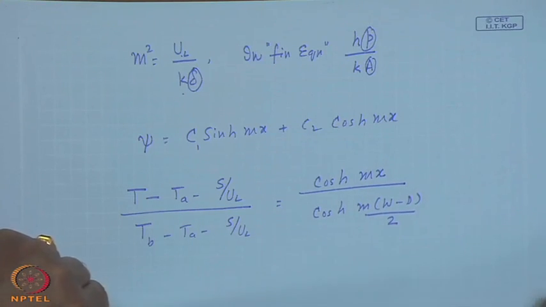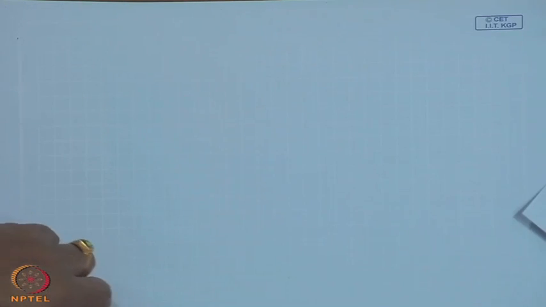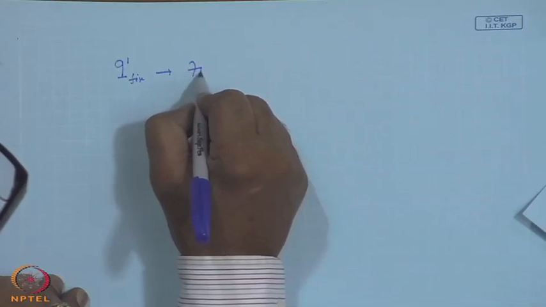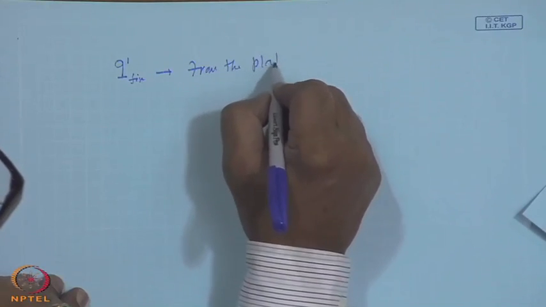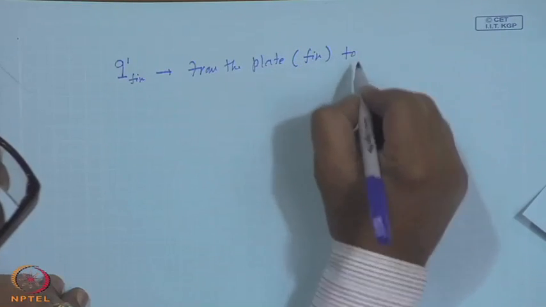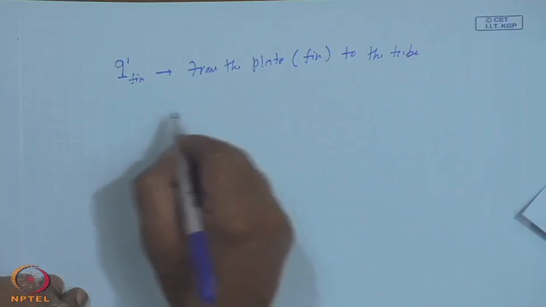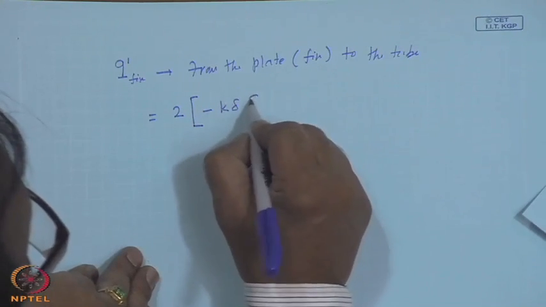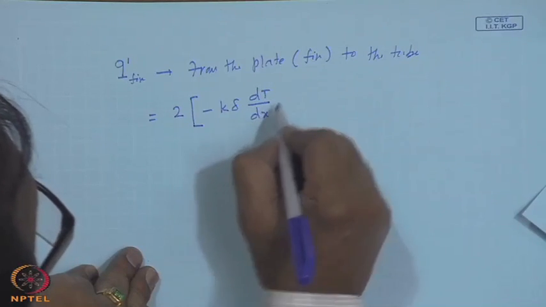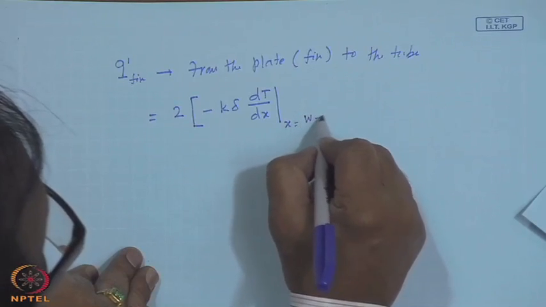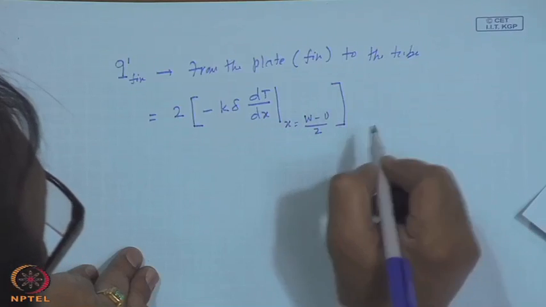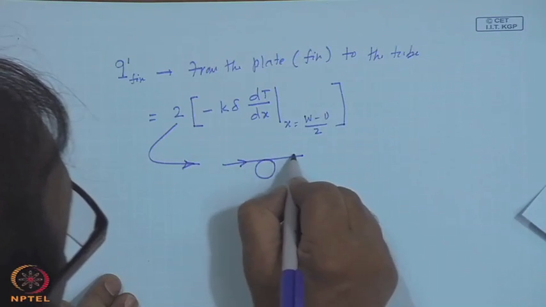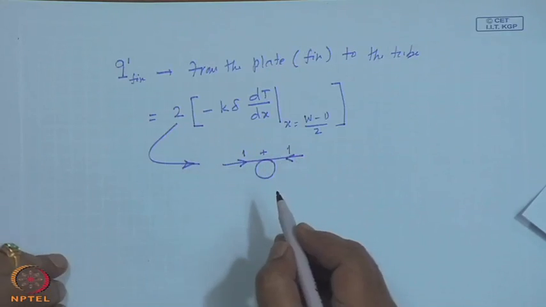So, now we got the temperature distribution in the x direction at a fixed y, and if you look at the contribution from the fin, that is from the plate or fin to the tube, it should be equal to 2 times minus k delta, multiplied by unit length perpendicular to the plane of the board or paper, evaluated at x equal to (W minus D)/2. This 2 comes from there being 2 halves, 1 plus 1, that becomes 2.